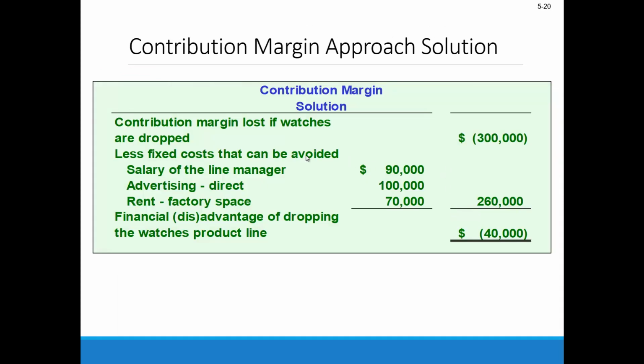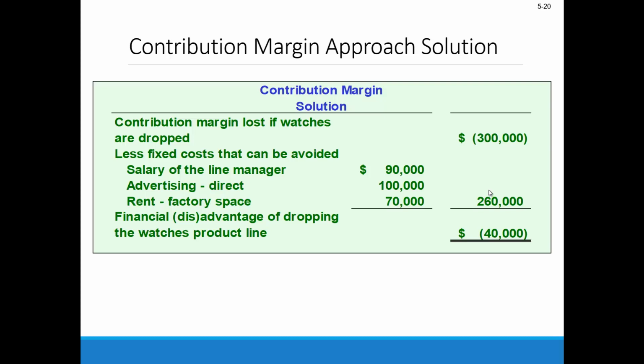However, there are some fixed costs that can be avoided if we do drop that product line. The salary of the line manager, so presumably that individual is unfortunately out of a job, the direct fixed costs associated with advertising that product line, and then rent or factory space where we produce the line and do all those types of activities. So we could free up or save $260,000 in total fixed costs if we drop that product line.